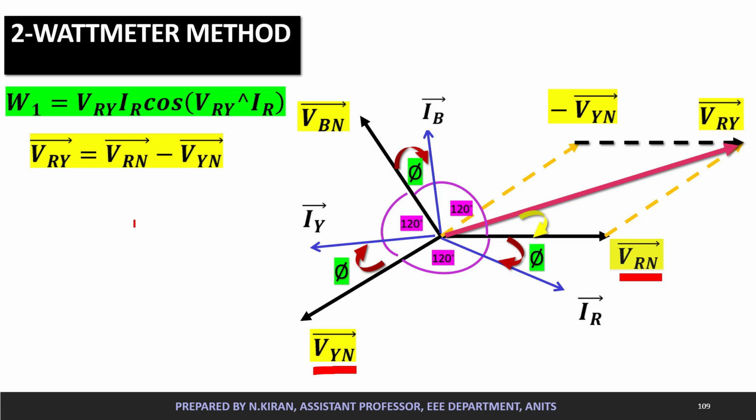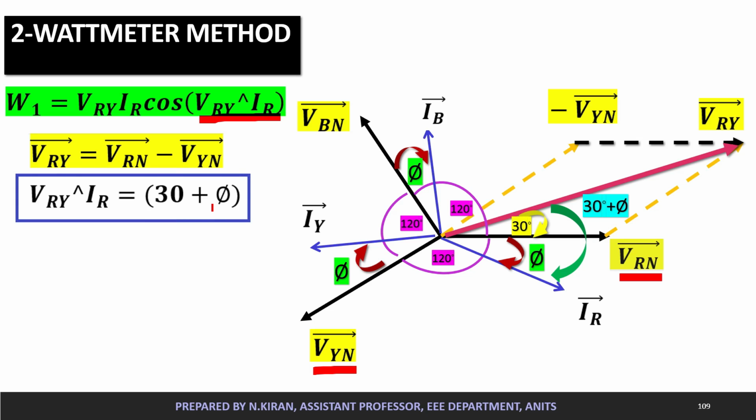So the angle between the line voltage and phase voltage in a three-phase balanced system will always be 30 degrees. Now my objective is to find the angle between VRY and IR. From the phasor diagram, it is obvious that the angle between VRY and IR is 30 plus phi. Hence I can conclude that the angle between VRY and IR is 30 plus phi.